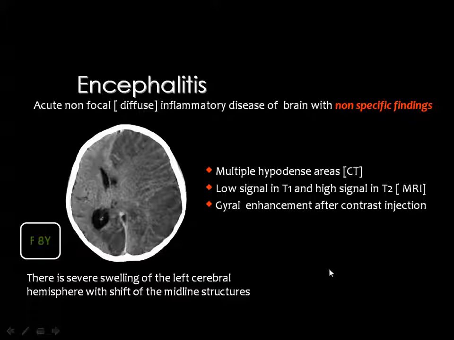Then encephalitis in the CT scan and MRI has no specific imaging findings. Actually, you only see multiple hypodense areas in the CT scan, and these areas will appear of low signal in the T1, high signal in the T2, and the FLAIR. And if you inject the contrast in both CT or MRI, you may get no enhancement or minimal gyral pattern of enhancement, which is almost similar to that which occurs with infarctions.